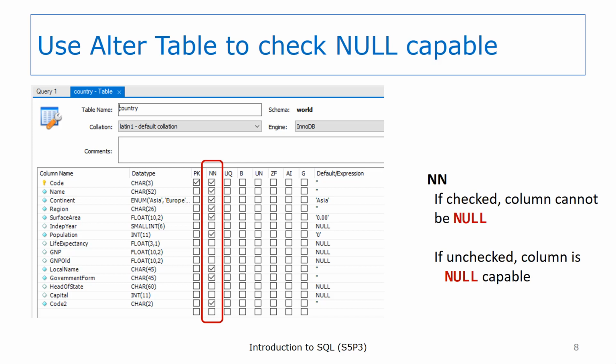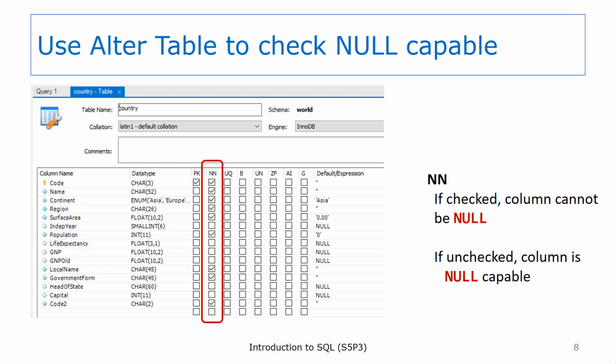Again, the Independence Year column is about halfway down the column list on the far left. Once you locate that column name, go across the row to the NN column. You'll see that the NN checkbox is not checked, meaning that Independence Year is null capable. The reason for knowing how to find out if a column is null capable is so that you'll know if you have null values in the data.